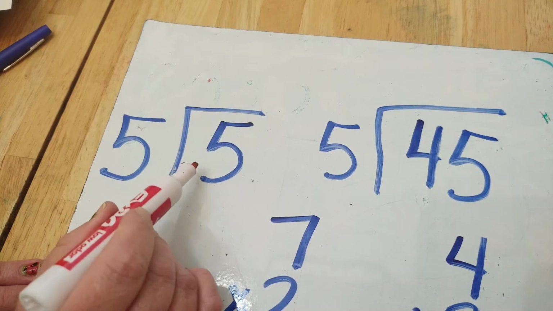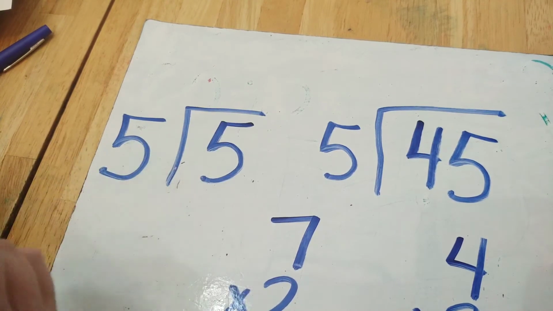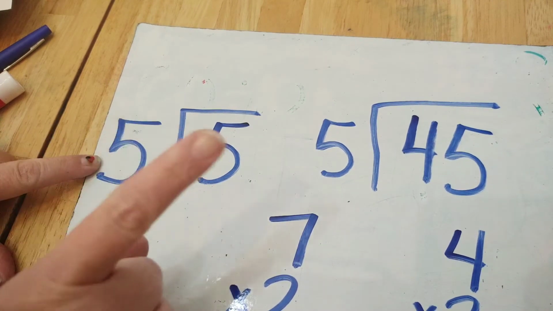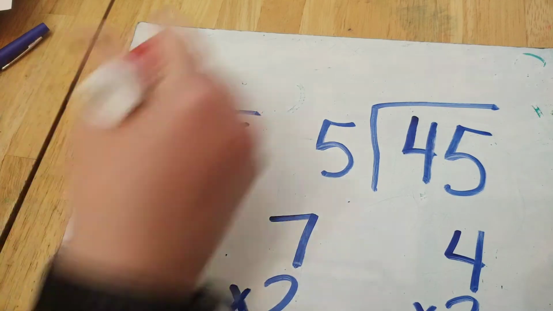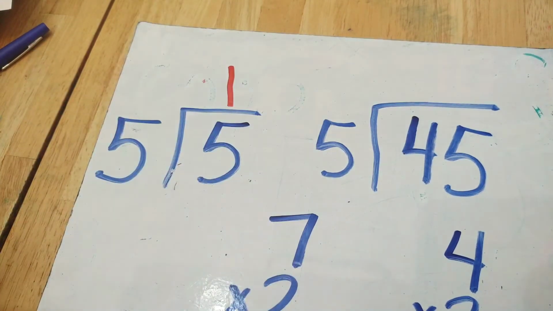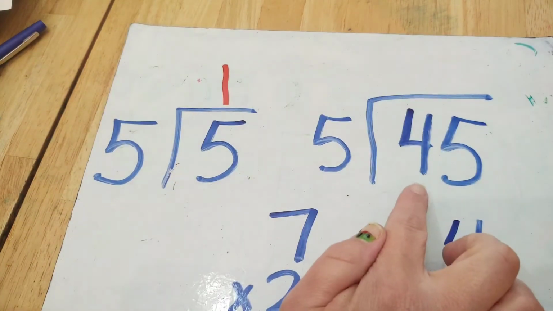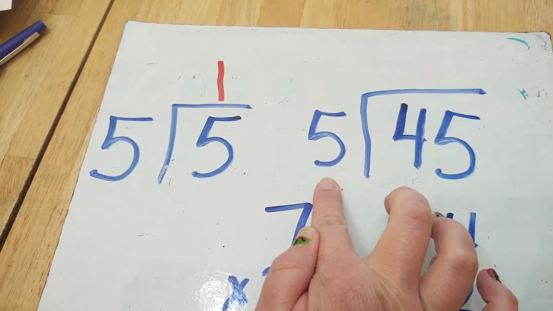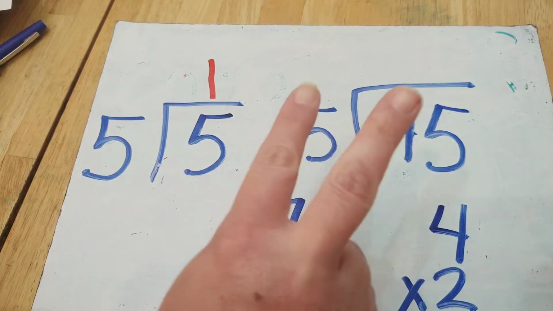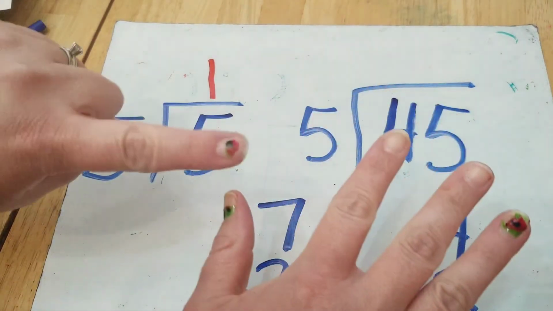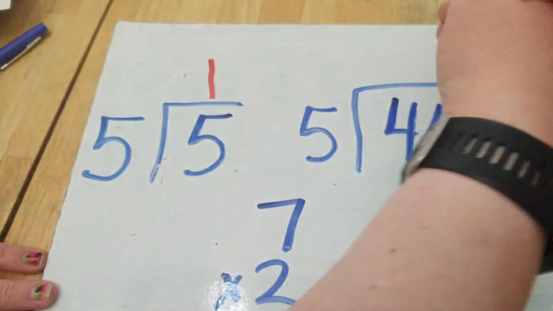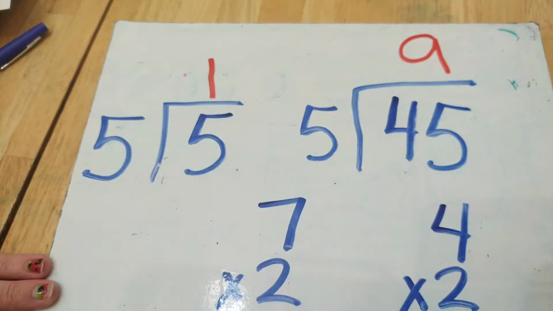So I have 5 things and I'm going to put them in 5 groups. Okay? So I'm going to count by 5s until I get to 5. 5. How many fingers does that take? 1. So 5 divided by 5 is 1. And now, for here, I'm going to have 45 divided by 5. I'm going to count by 5 so I get to 45. 5, 10, 15, 20, 25, 30, 35, 40, 45. How many fingers? 9. So 45 divided by 5 is 9.